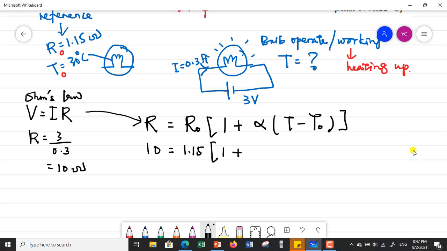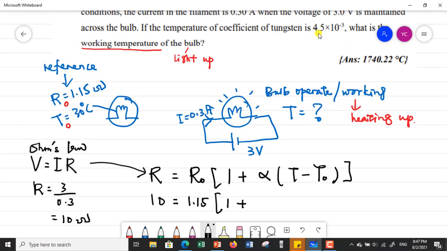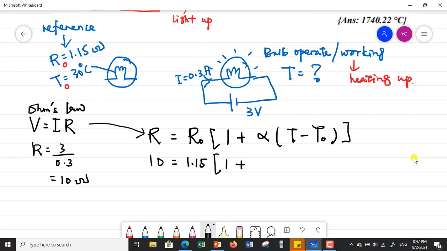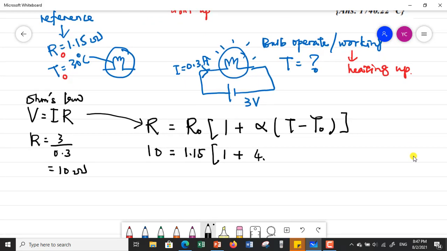Alpha is the temperature coefficient of resistance, and it is given as 4.5 to the power of negative 3, so I put it in. Then I have the working temperature that I need to determine. The reference temperature is 30 degrees Celsius, so I put it in. Then I start to solve the question using the correct mathematics skills. You might pause the video to calculate the value for the working temperature. So I move 1.15 to the other side. It becomes 10 over 1.15.